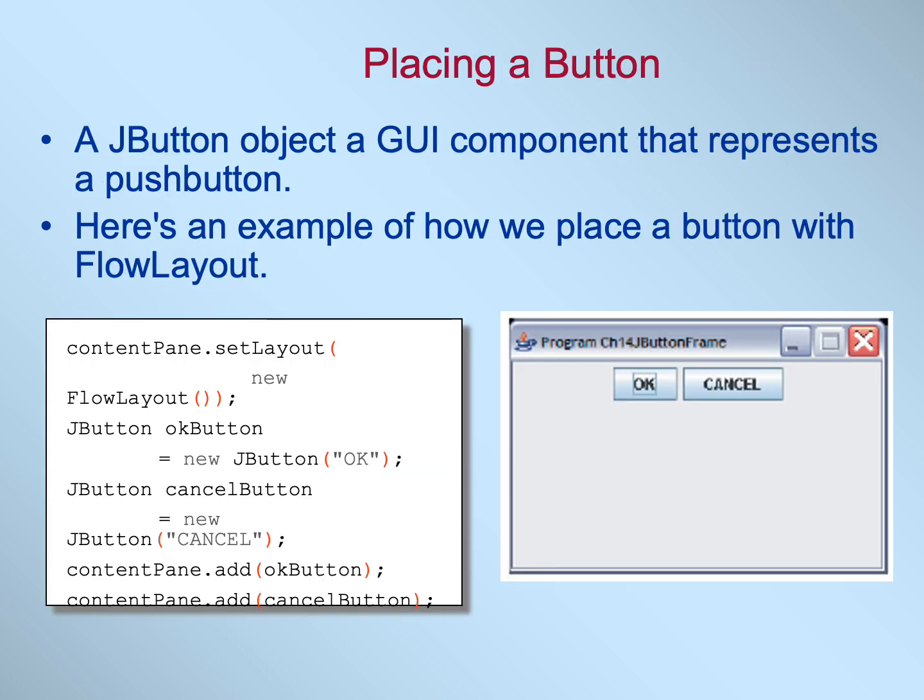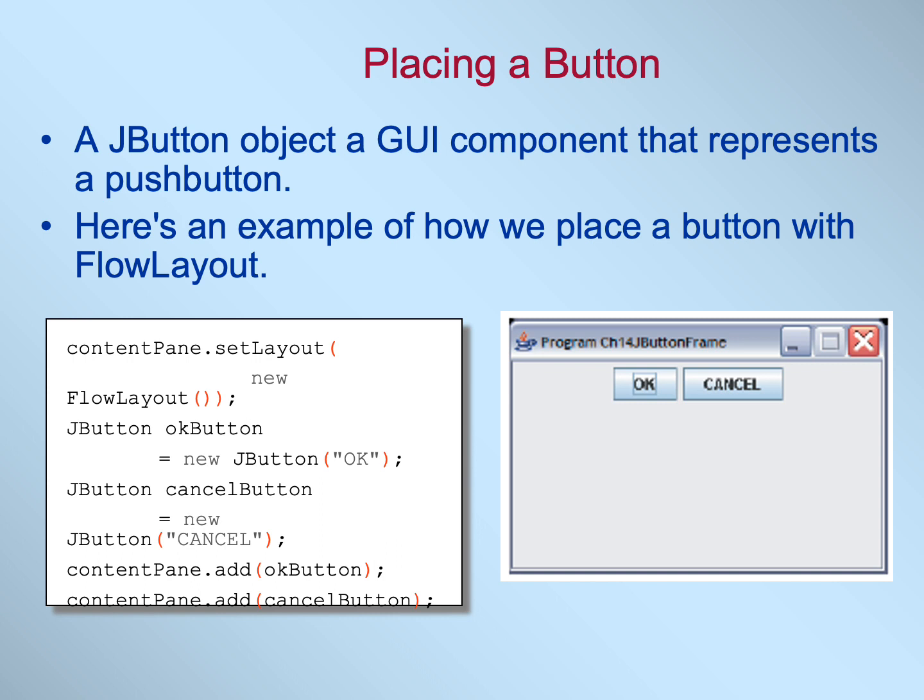Before we go into more details about layout, let's see how to place a button or any object of the GUI component on the JFrame. So a JButton object is a GUI component that represents a push button. Here is an example of how we can place a button with flow layout. To set the layout, we would write contentPane.setLayout(new FlowLayout()). We are specifying that we are using flow layout.